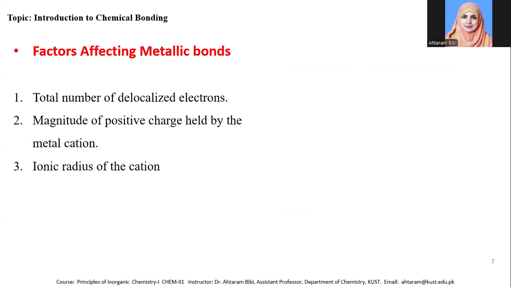So it's inversely related. But the number of delocalized electrons and the magnitude of positive charge are directly proportional to the metallic bond strength. So if the number of electrons increases and the positive charge increases, then this bond will be stronger. And if the ionic radius is smaller, then the bond will be stronger.